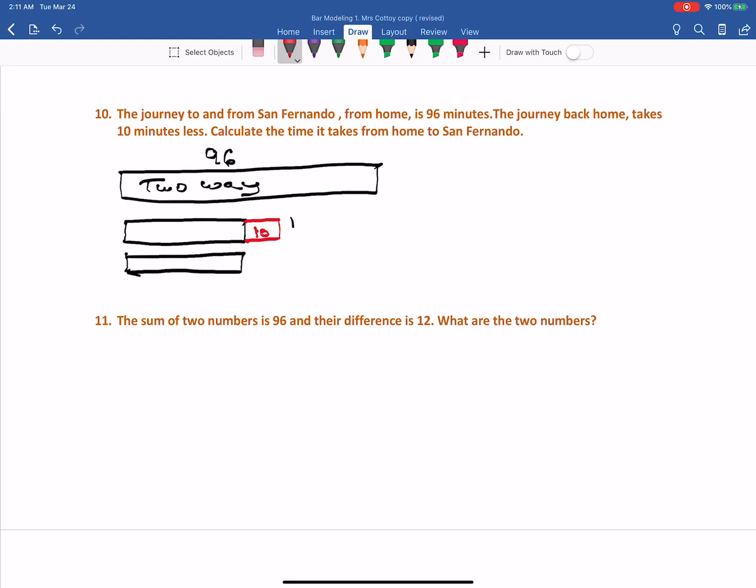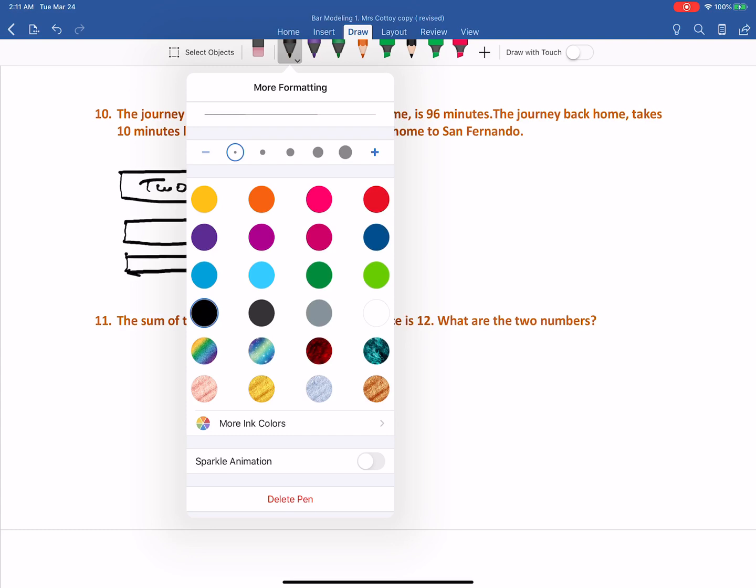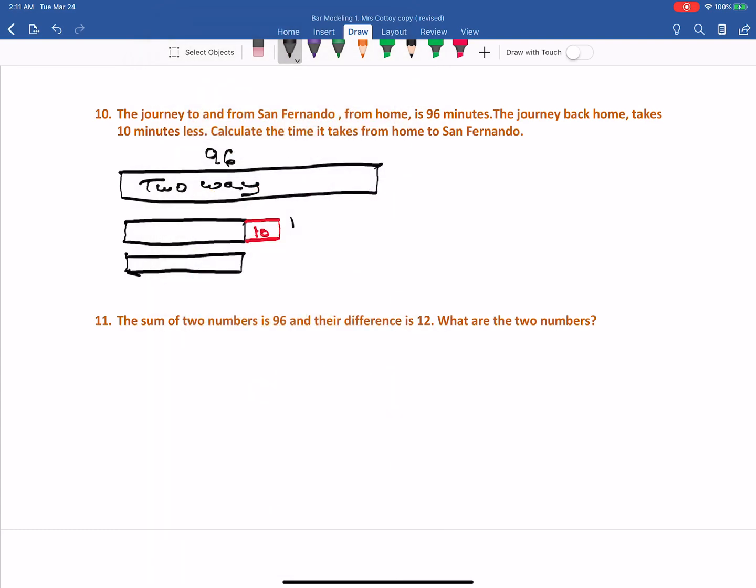10 minutes. Great. In total, it's supposed to be 96 minutes. So what you actually do is take away the 96 minutes. 96 take away 10, which is 86 minutes. And now you have two equal parts.